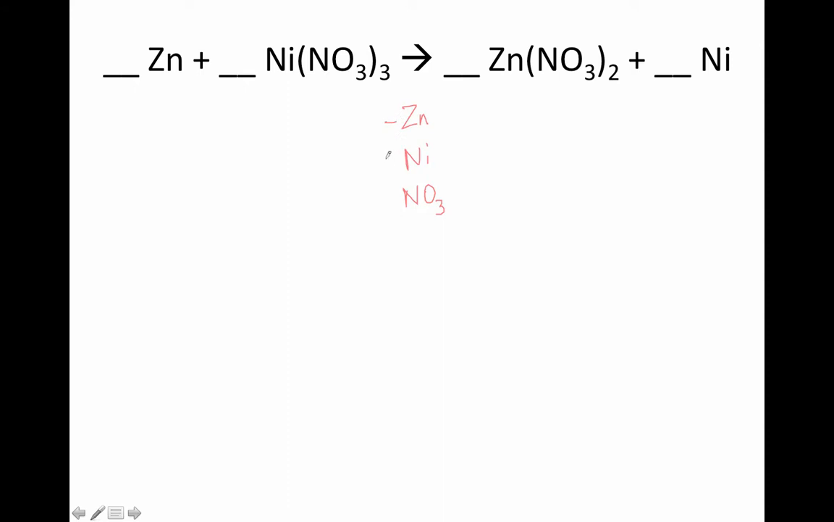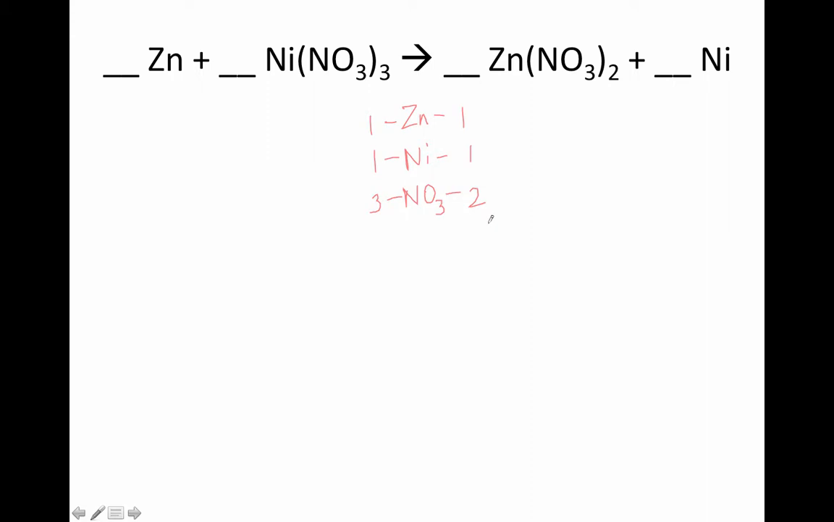Okay, now what I'm going to do is put dashes on either side of these. Now we can keep track of how many of each we have on the left and the right of the equation. So first thing we're going to do, count how many we have. How many zincs on the left? 1. How many on the right? 1 also. How many nickels? 1 nickel. 1 nickel over here. Now how many nitrates? In NO3 we have 3 of them on the left-hand side, and we have 2 of them over here on the right-hand side. Now the only thing that's not balanced is those nitrates.